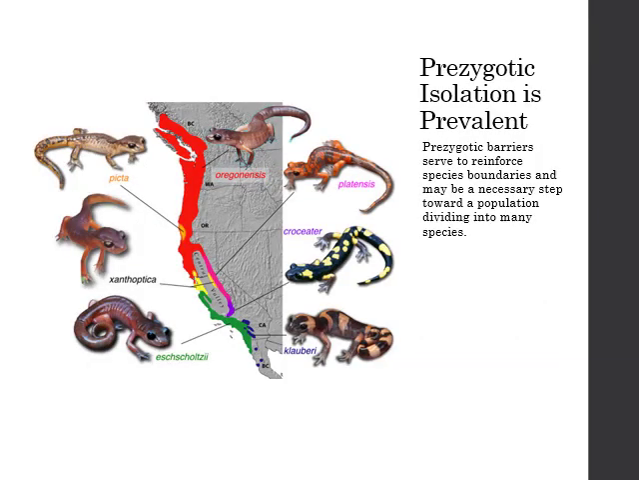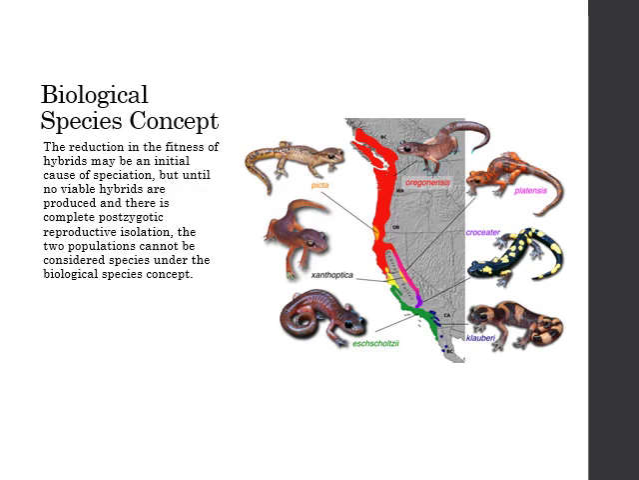So prezygotic barriers are going to reinforce species boundaries. When you have a ring species, it's going to be prezygotic barriers in that hybrid zone that stop two from mating as much as possible, stopping this from becoming one large population. As reproduction continues, if the hybrid is less fit than the parents, that's going to also reinforce speciation, because it means the hybrids don't get to mate as much. So you don't see mixing of genes.